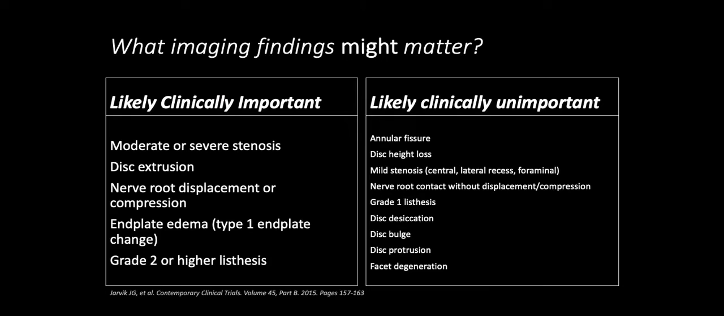So what imaging findings might matter? Things that are likely clinically important: moderate or severe stenosis, disc extrusions, nerve root displacement or compression, as we talked about before, end plate edema, which is type 1 Modic change, or grade 2 or higher listhesis.